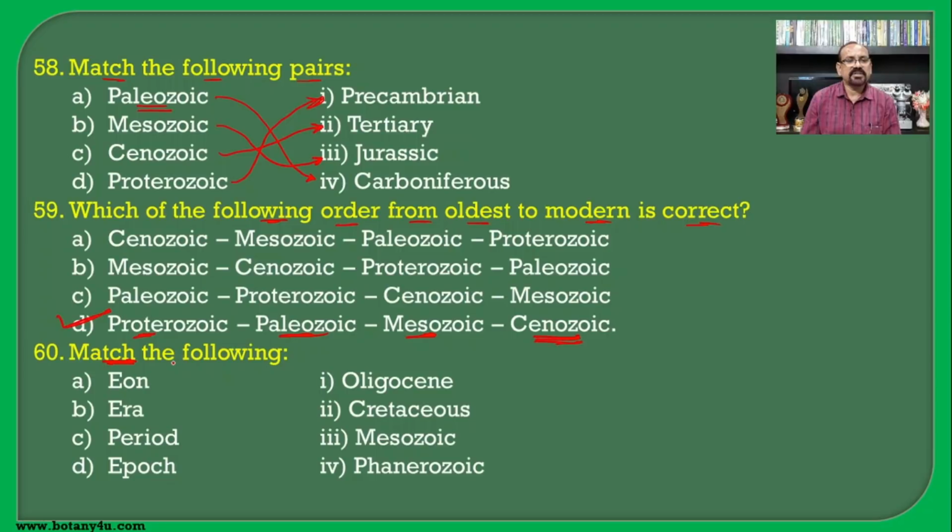Then the last question, that is, match the following. So the Phanerozoic is an Eon, then Mesozoic is an era, then Cretaceous is a period, and Oligocene is an epoch. And in this way we can correctly pair the different categories with respect to Eon, era, period, and epochs.